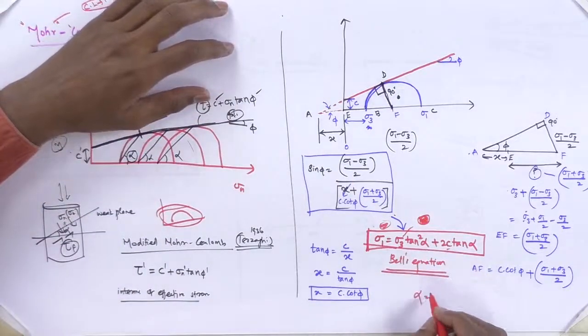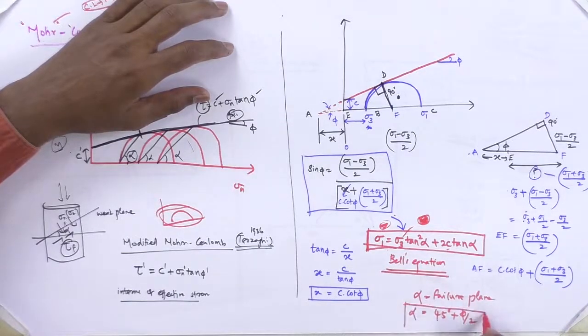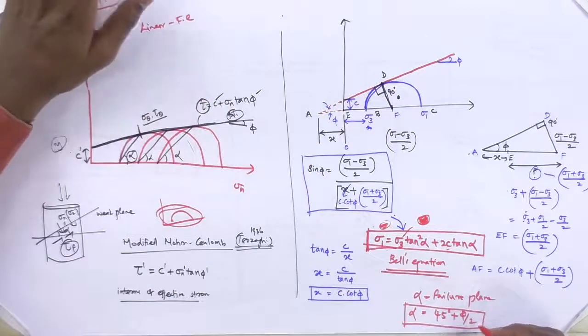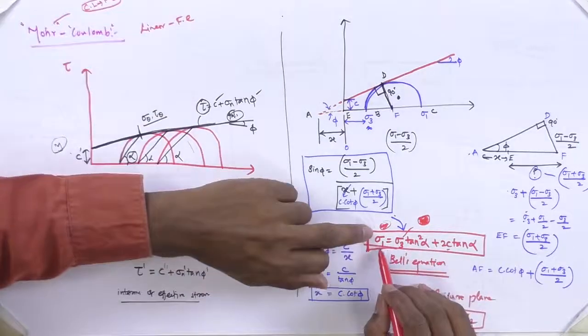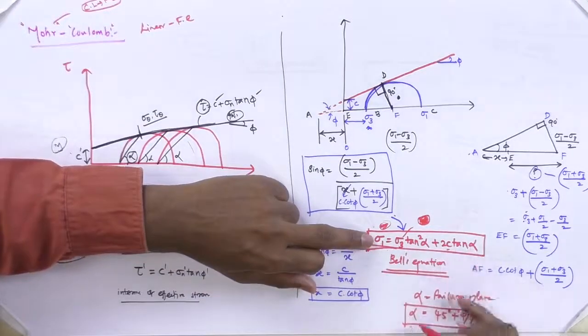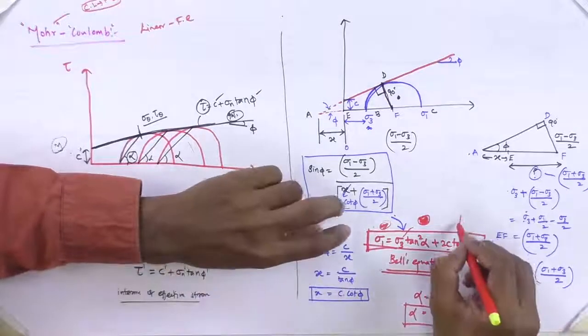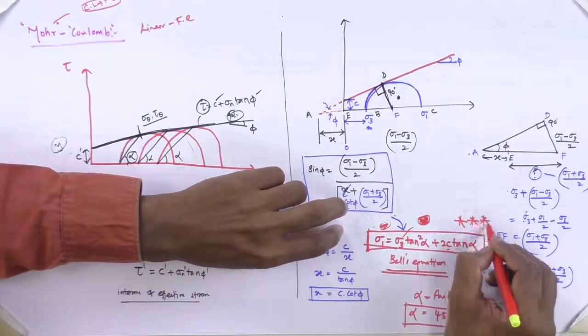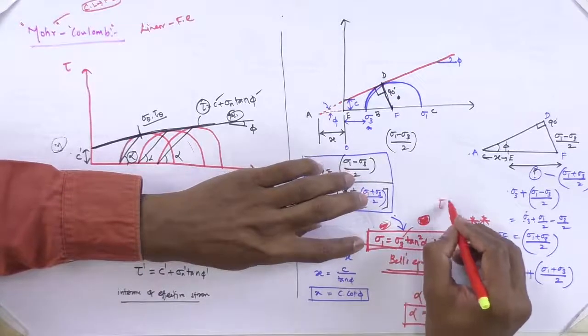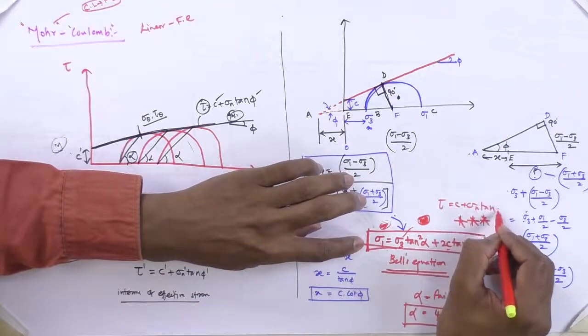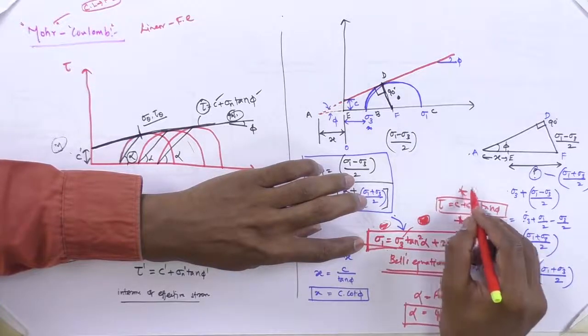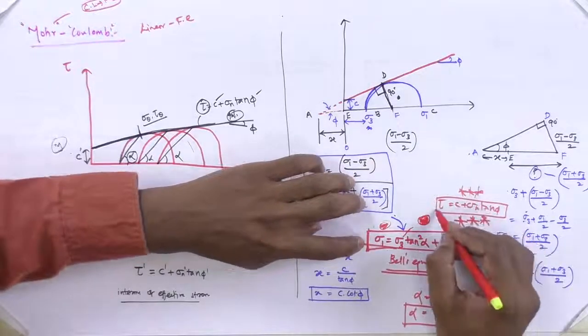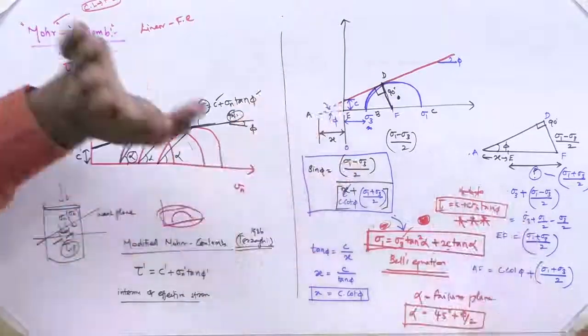Say this alpha is nothing but the failure plane, as you know. It has an equation: 45 plus phi by 2 is the failure plane angle. This is also a little bit of derivation. So these two equations, sigma 1 equals sigma 3 tan square alpha plus 2c tan alpha, and alpha equals 45 plus phi by 2, are major equations. You should keep these equations, and tau equals c plus sigma tan phi as explained. Both are the very major equations contributing to the shear strength of soils.